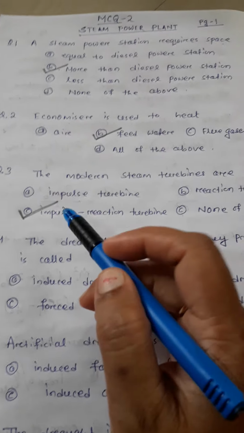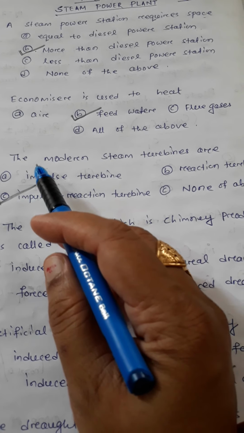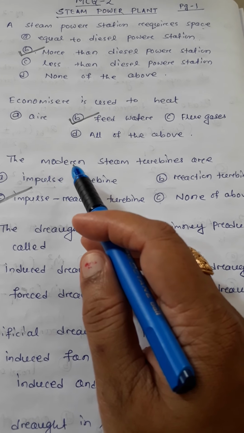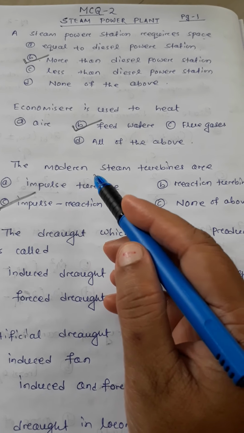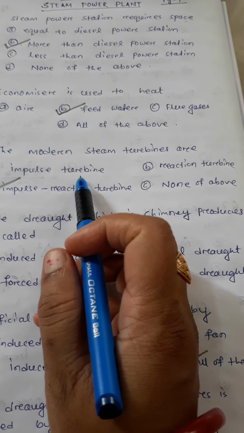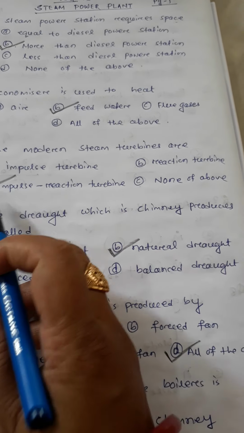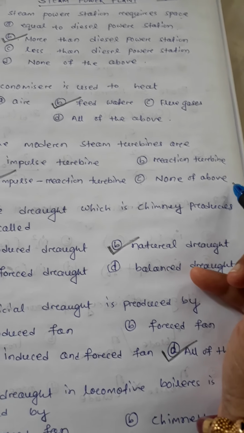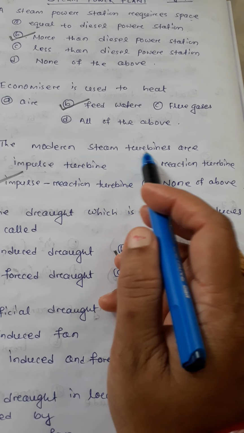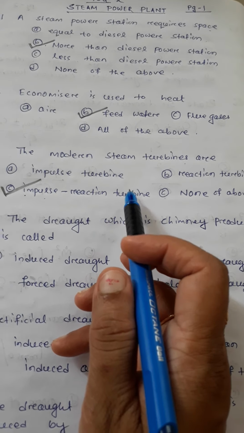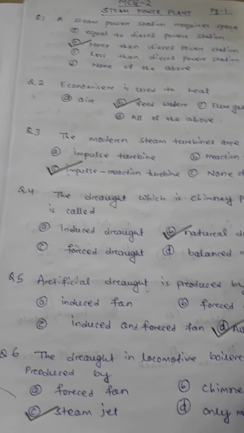Next, question number 3: the modern steam turbines. The steam turbines which we are nowadays using for producing electrical power are: first, impulse turbine; second, reaction turbine; third, combination of impulse and reaction turbine; and then none of the above. In modern steam turbines we are using the impulse reaction turbine. Okay.